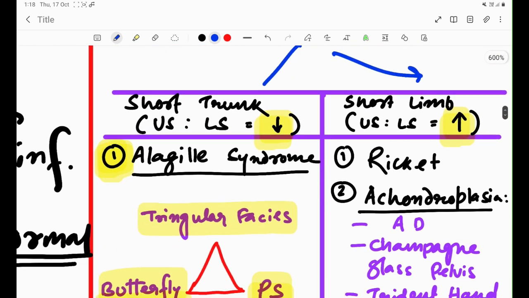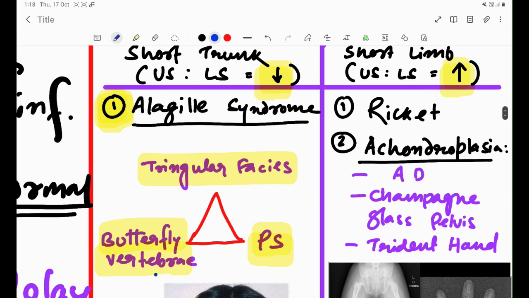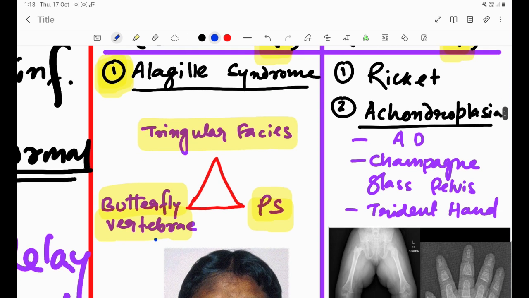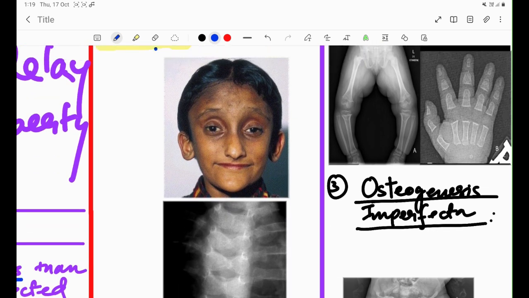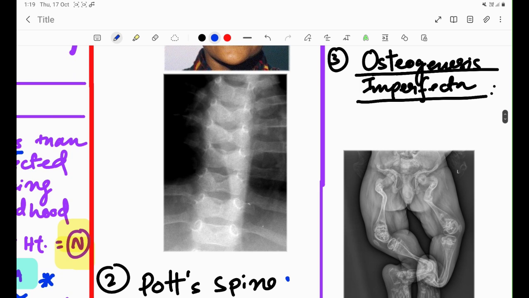What are the causes of short trunk? There are four causes. I have a mnemonic, I'll tell it later. The first is Alagille syndrome. Alagille syndrome comprises a triad: triangular facies, butterfly vertebra, and pulmonary stenosis. The image I have included here is the triangular facies. The child's face looks like a triangle, and this is the butterfly vertebra.